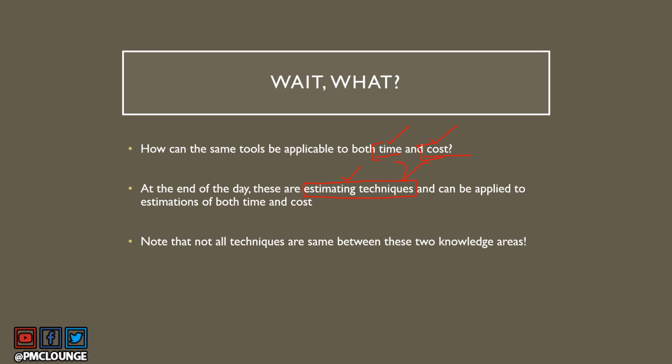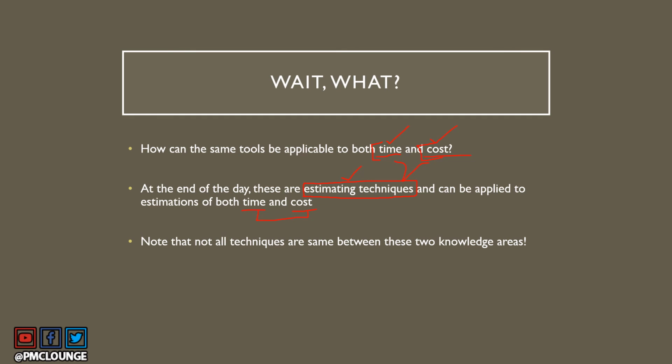But before that, you should note that, like I said, there are several other techniques in the estimate cost process itself, which we have not covered and which we are going to cover later. So not all techniques are the same between these two knowledge areas. Of course, there are certain techniques which are specific to estimating time, and then there are certain techniques which are specific to estimating cost. We have not discussed them in this video. The four that we have discussed are the ones which are common between the two.